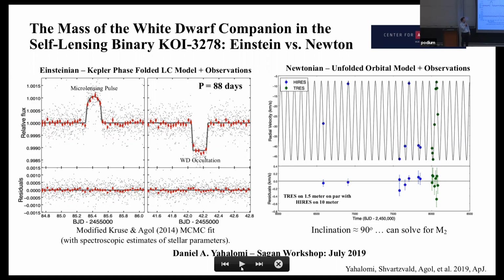Since then, we have 16 spectral observations from TRES and high-res. This allowed us to get a spectroscopic estimate of the G-star stellar parameters: effective temperature, metallicity, surface gravity. We use that to redo the Einsteinian model, as you can see on the left. The spectra also obviously gave us radial velocities, which we then used to create an independent model of the system. So we now have two independent models, both modeling the same system, one with Einsteinian gravity, one with Newtonian. Next slide, please.